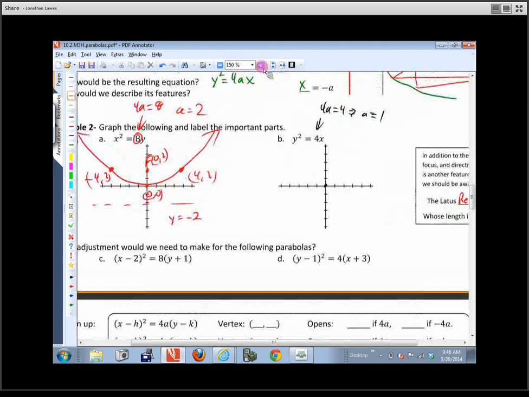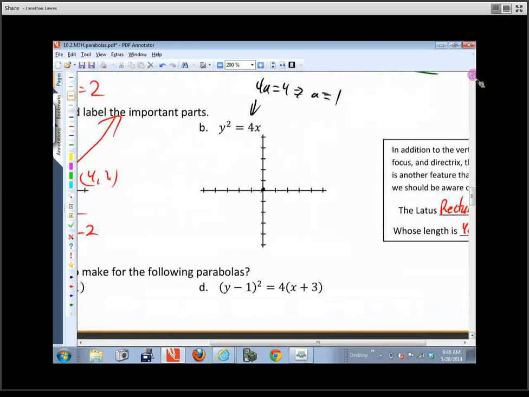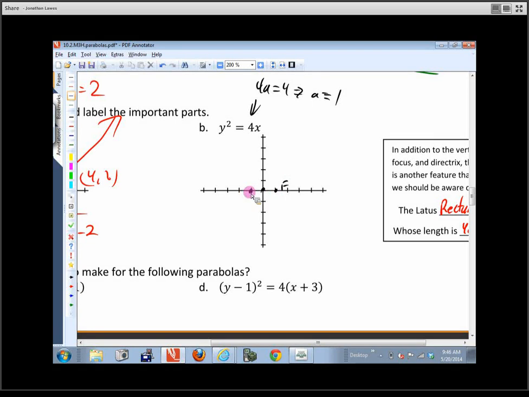So I'm going to blow this up just a little bit. If a is equal to 1, that means I go 1 unit inside to get to the focus. I go 1 unit in the exact opposite direction to get to the directrix. And let's label those. So the directrix is x equals negative 1. The focus is the point (1, 0).